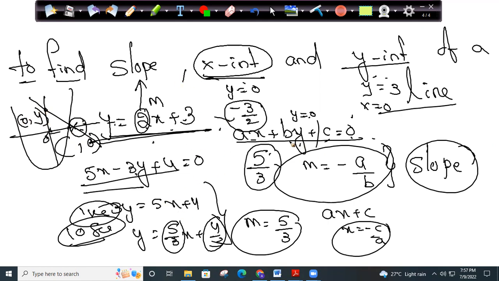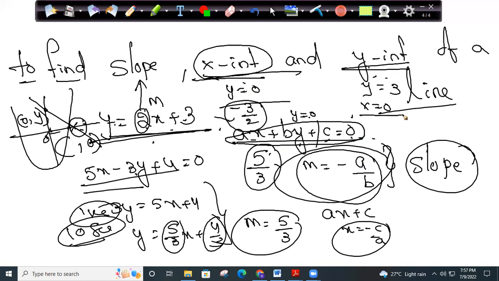Slope, we understood. One thing we learned: if the equation is of the form ax plus by plus c equal to 0, the slope is given by minus a by b. Wherever I need to find the x-intercept, I'll plug in y equal to 0. Wherever I need to find the y-intercept, I'll plug in x equal to 0.